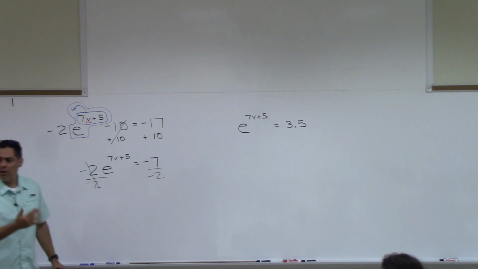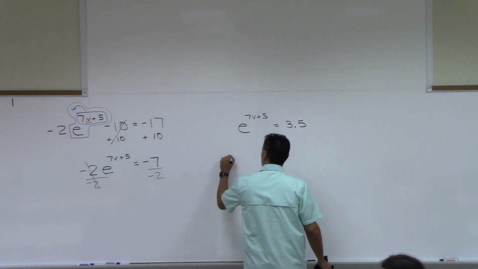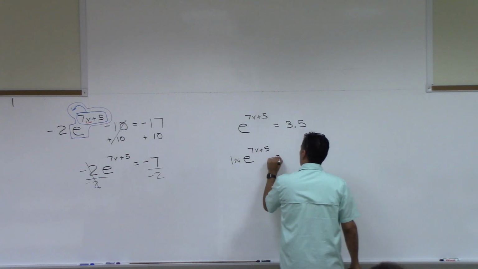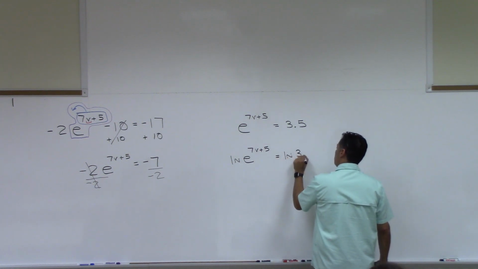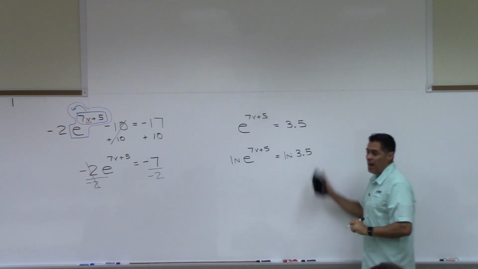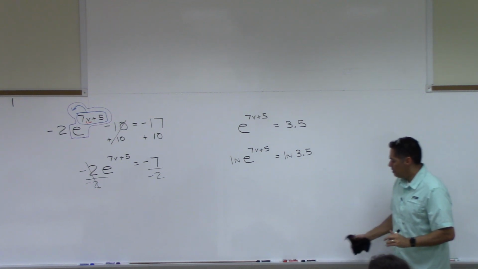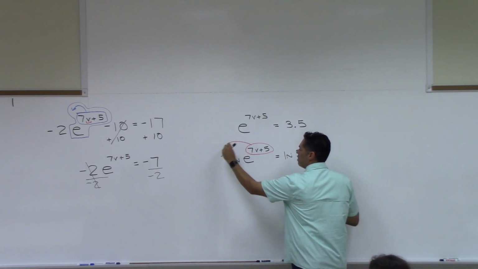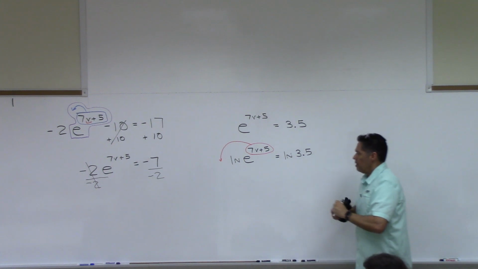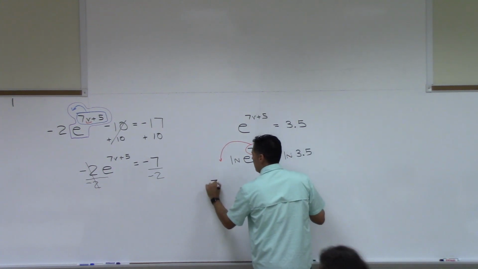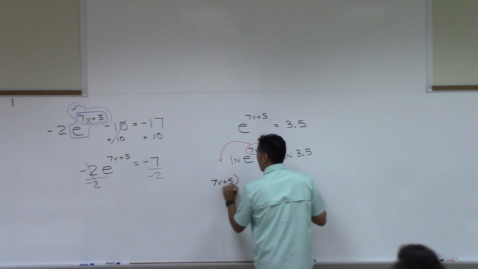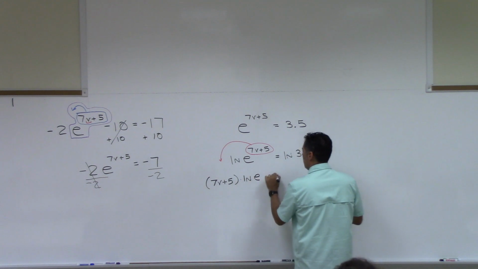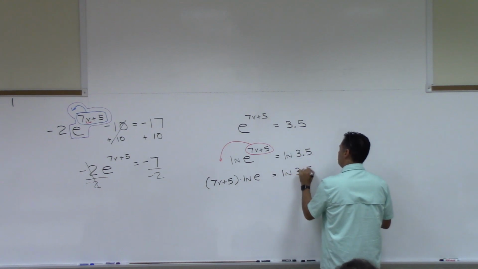Now we can bring the natural log in on both sides. When I bring the natural log in on the left, good things are going to happen, but I have to do natural log on the right as well, and that I will use my calculator for. But not yet, I'll do that in a second. I now want to use the property that allows me to take this whole thing and drop it to the front. And that becomes 7v plus 5, in parentheses, in front of, times natural log of e equals natural log of 3.5.